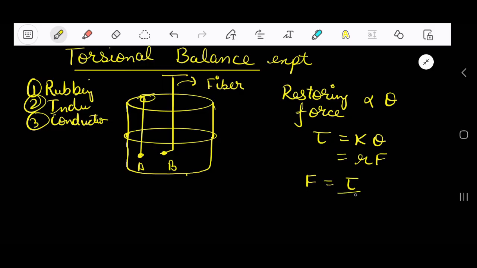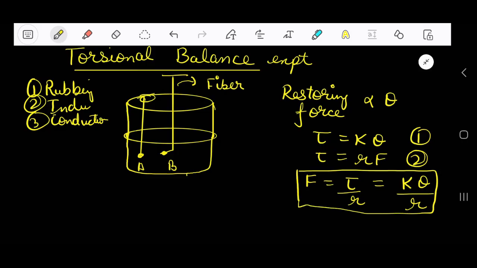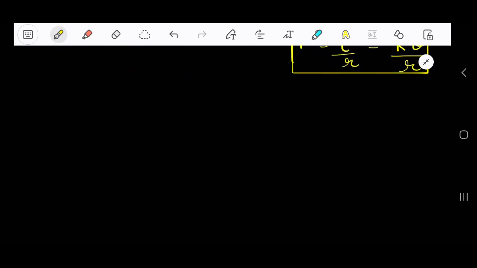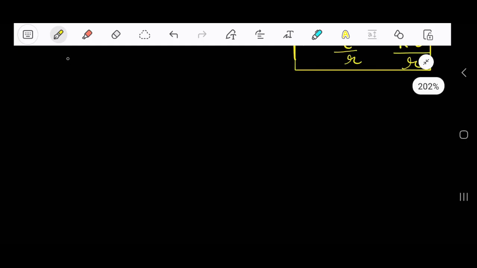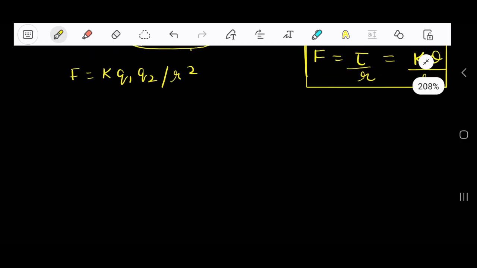So we can calculate the value of force from here. That will be torque upon R from equation 2, and substituting the value of equation 1 here, we get this expression. From here he calculated the Coulomb's force expression, which was finally F equals K Q1 Q2 upon R square. This is the magnitude of the force, but we know that force is a vector quantity.